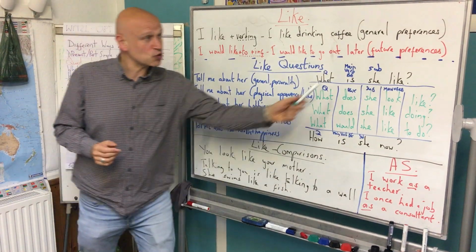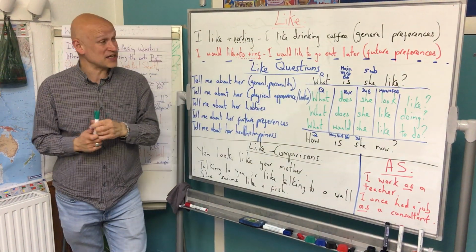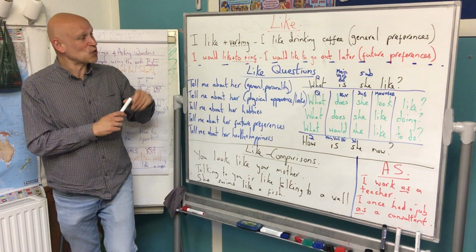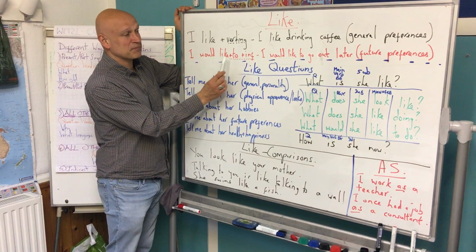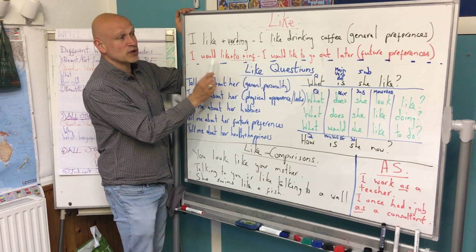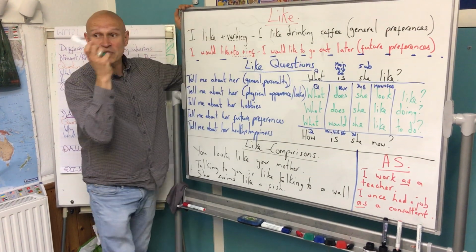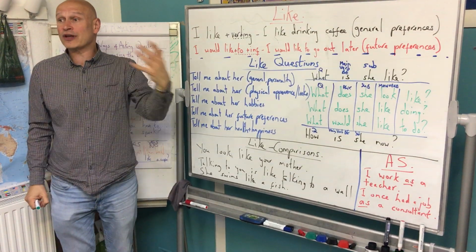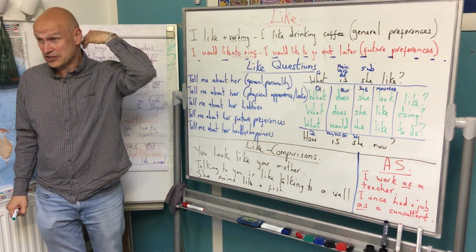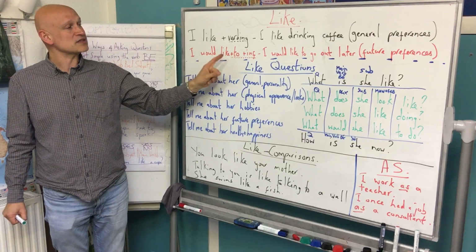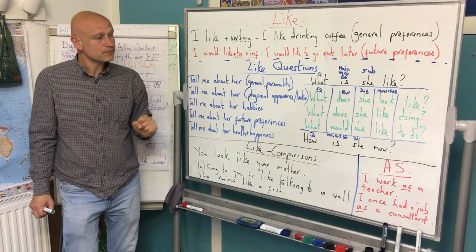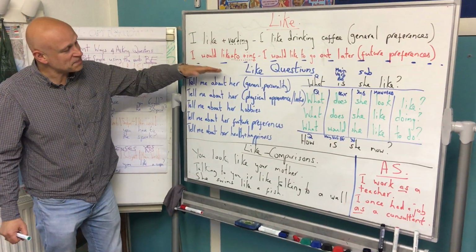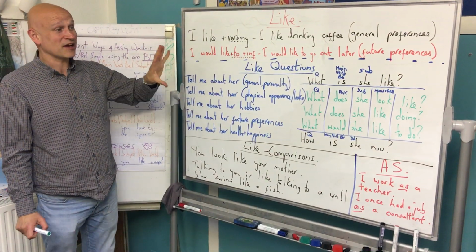However, when we're talking about future preferences, I would like, you always have to say I would like plus the to infinitive. I would like to go out later. Future preferences about what we would like to do tomorrow, later on, next year. Always the to infinitive.